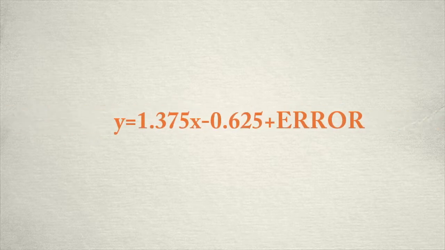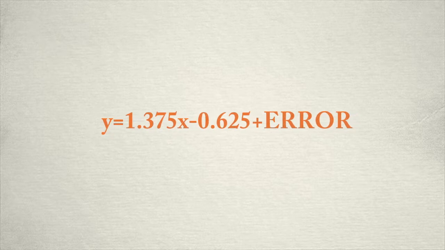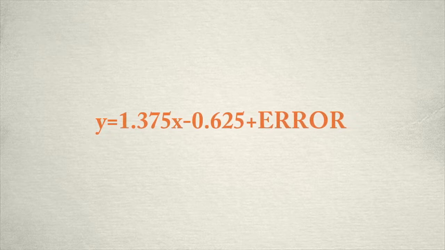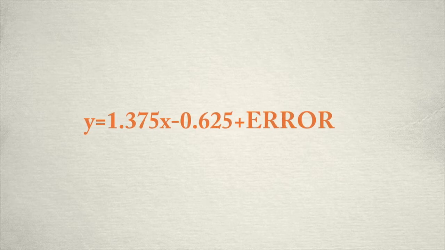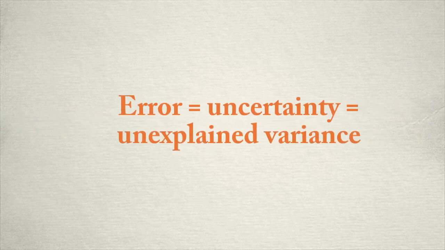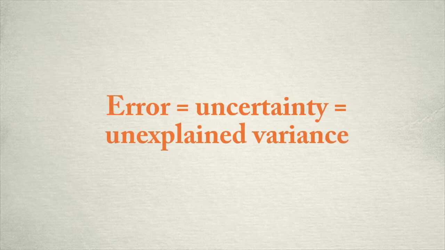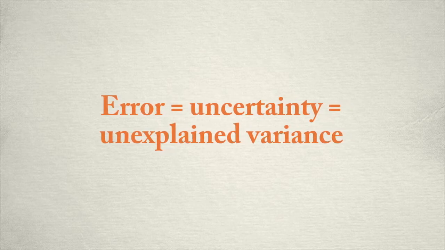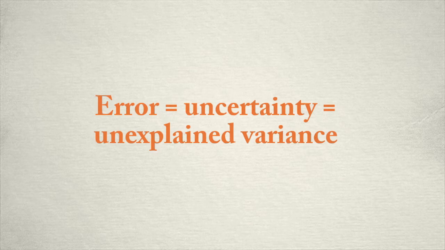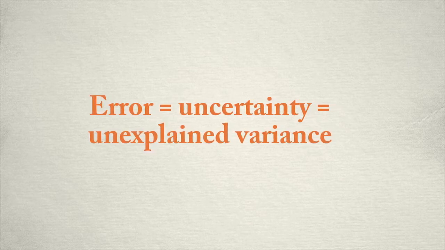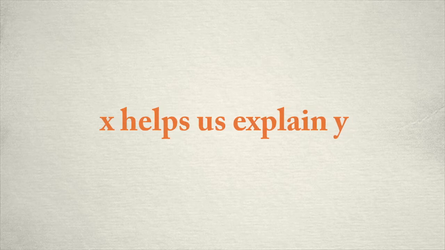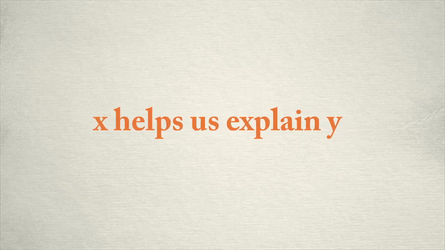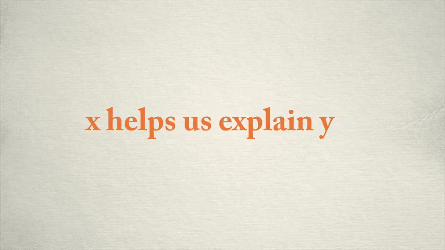What this is really saying is that you could use this formula to get close to Y, but there's also some error, and we haven't explained that error. We don't know what's going on there. We don't know what it is. So I want to extend my assertion from earlier. Error also equals uncertainty, which equals unexplained variance, the variance that we haven't accounted for, the variance that we don't know what's going on. To restate, X can help us to explain or predict Y. It won't always be able to do it perfectly.